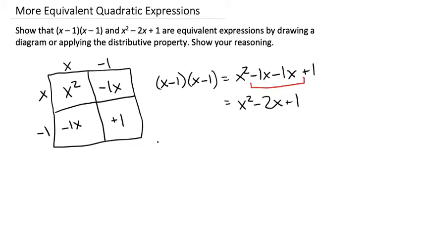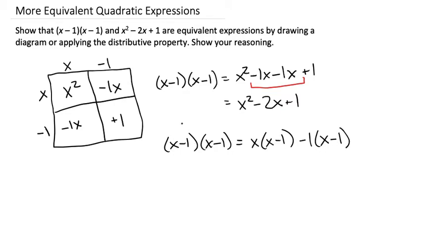So we can also do this problem using the distributive property. If we want to do that, what we would do is multiply one of the set of parentheses by each term in the other set of parentheses. So we have x times x minus 1 minus 1 times x minus 1. So basically what I'm doing is I'm distributing this set of parentheses into the second set of parentheses and multiplying each term by the set of parentheses. Now I can distribute each of these.